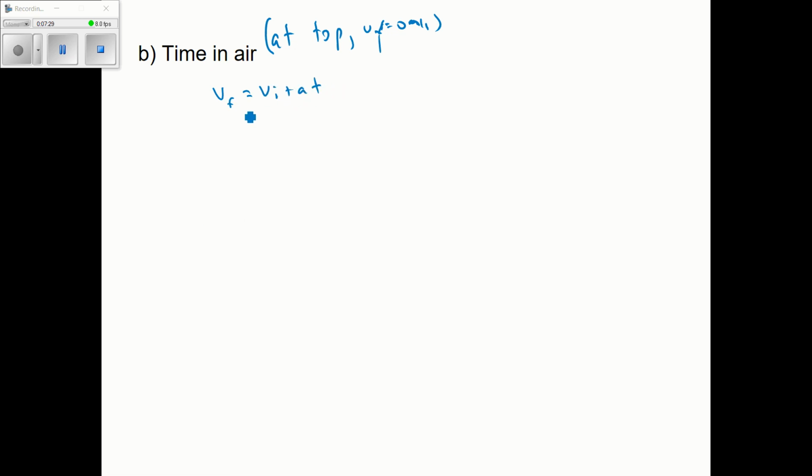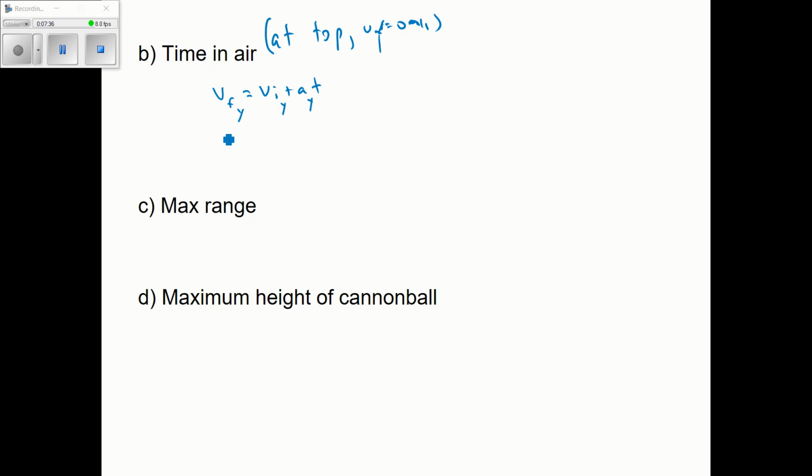Now we're going to be using y information, so I have my little subscripts. So the y velocity at the top is 0. The initial y velocity is 50. And then gravity, the surface of the Earth, negative 9.81. So if we solve, we get time equals 5.1 seconds. Some rounding.